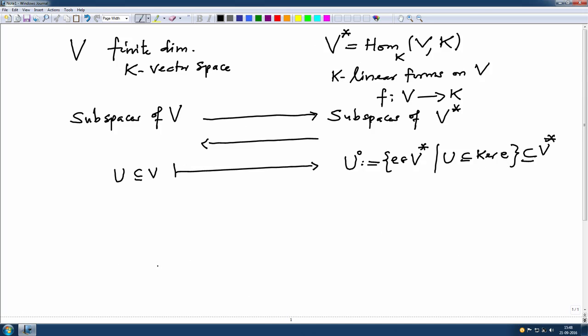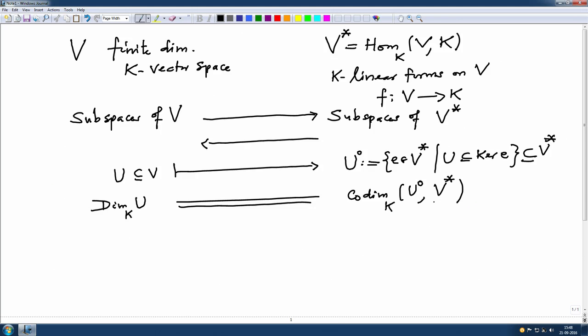And we have also proved the relation between their dimensions: the dimension of U right circle is nothing but the codimension of U. And we have seen this map is injective. Actually, we have produced the inverse in the case of finite dimension.